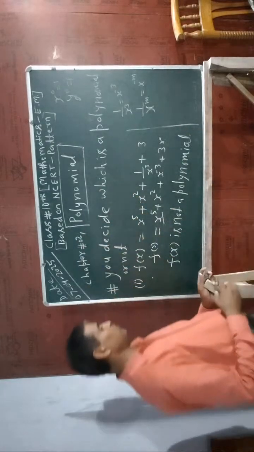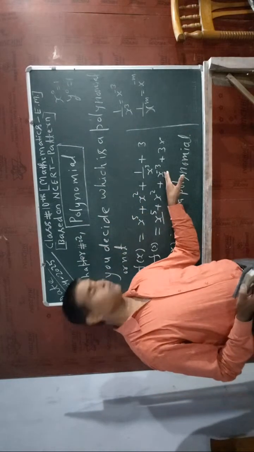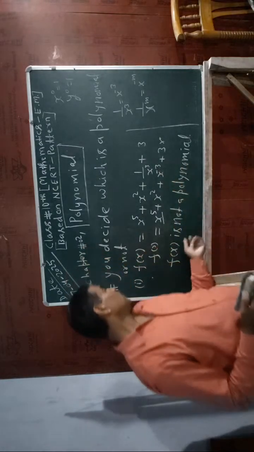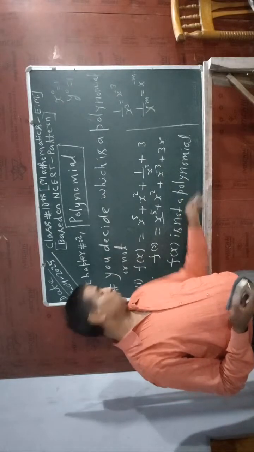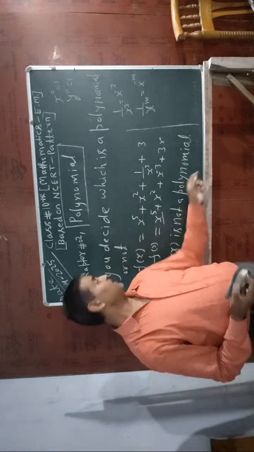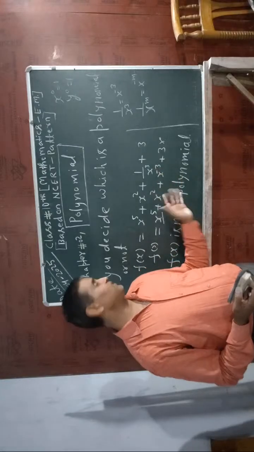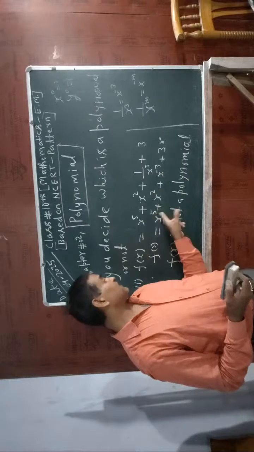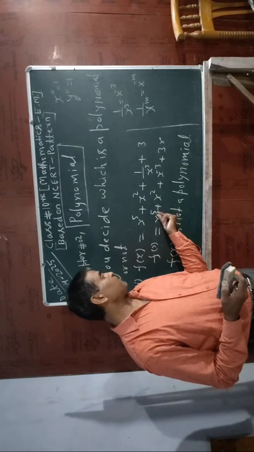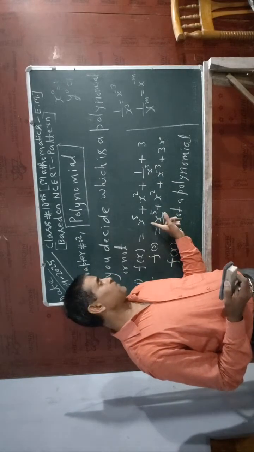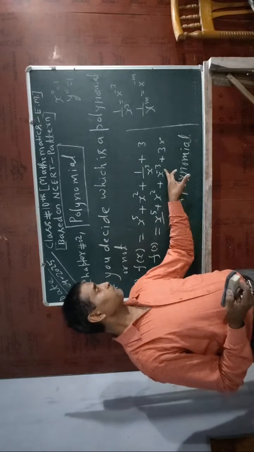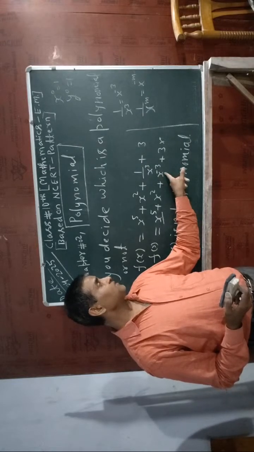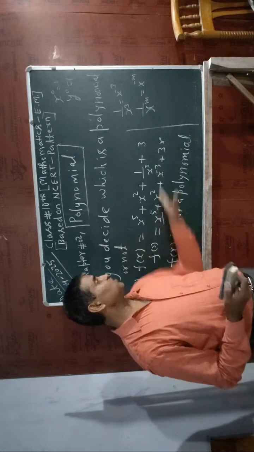This is not a polynomial. If the power of the variable is negative, then it is not a polynomial. So f(x) is not a polynomial. If the power is positive, I will take the maximum power of the variable, and that will be the degree of the polynomial. Here a minus is present. This variable has a negative power, so I will say this is not a polynomial.